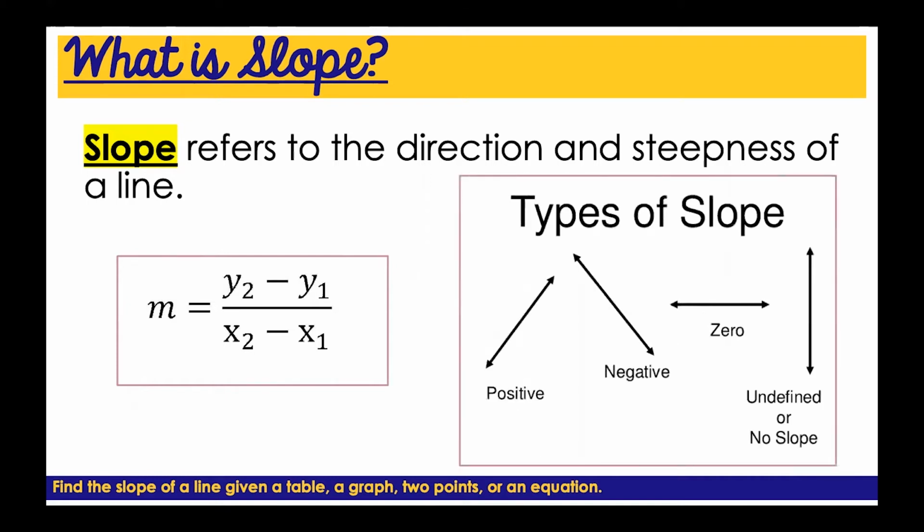And we should remember from 8th grade that there are 4 kinds of slope. The first kind is positive slope. That's when the line is increasing from left to right. The second is negative slope, when the line is decreasing from left to right. Zero slope is when you have a horizontal line, and undefined or no slope is when you have a vertical line, straight up and down.